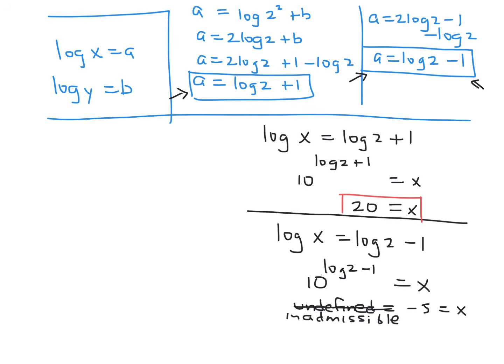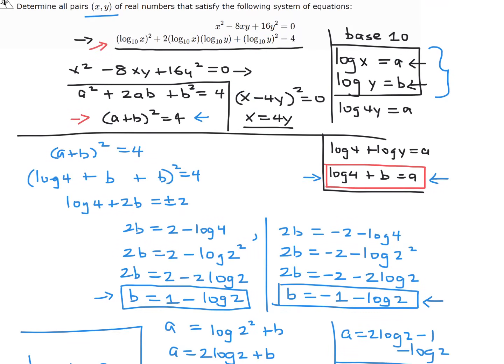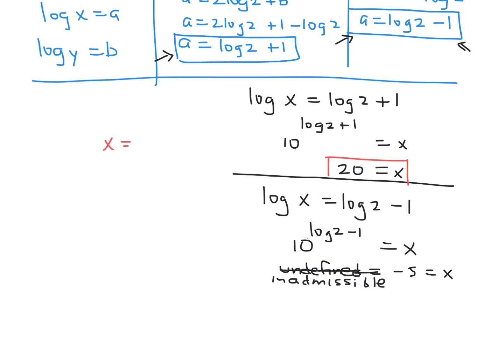Okay, so the only value we can use for x is 20. Okay, no problem. Now to get y, you just use this guy, x is equal to 4y. So if x is equal to 4y and x is 20, that means y is equal to 5. So after all that big long song and dance, we got that xy has only one solution, and that's 20 and 5.